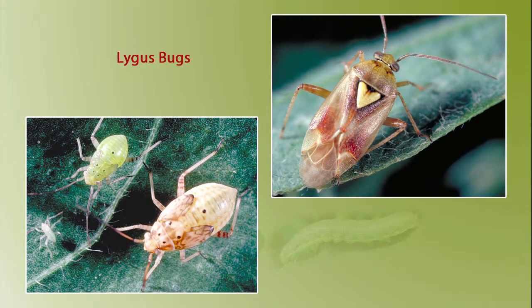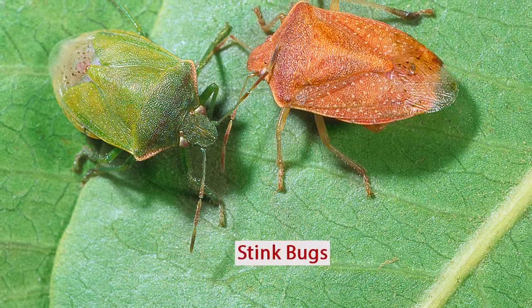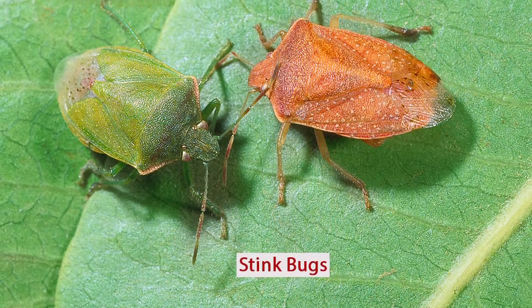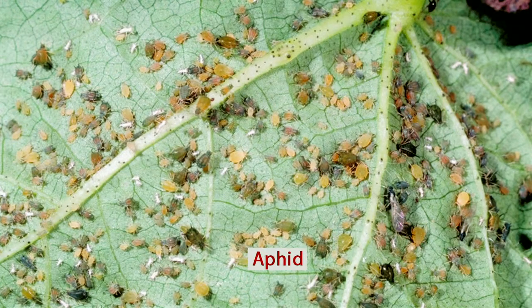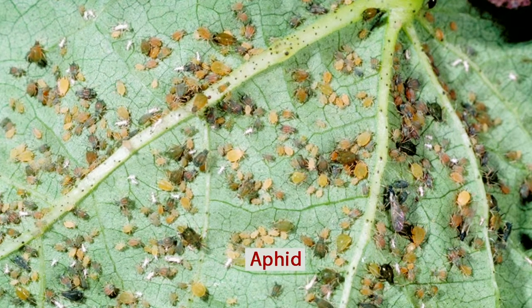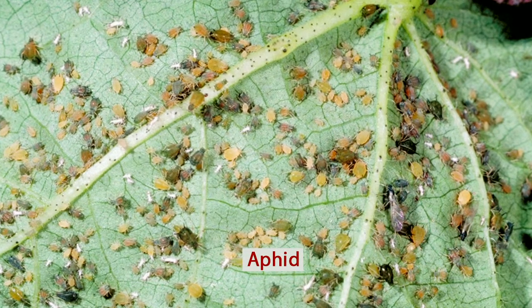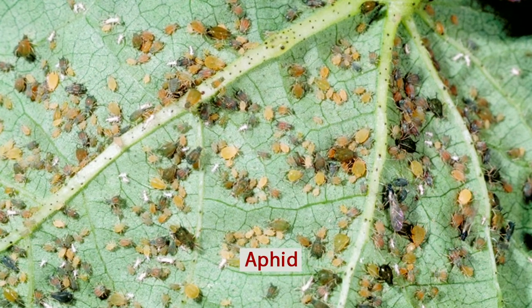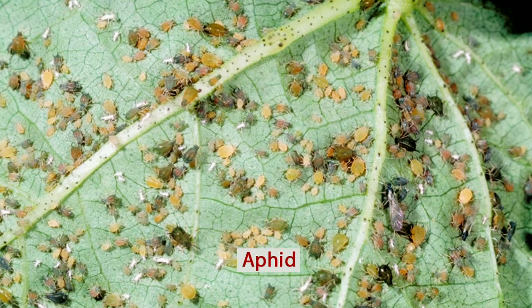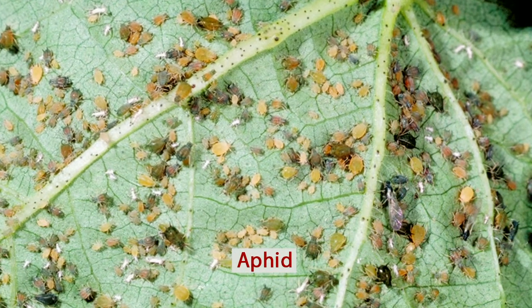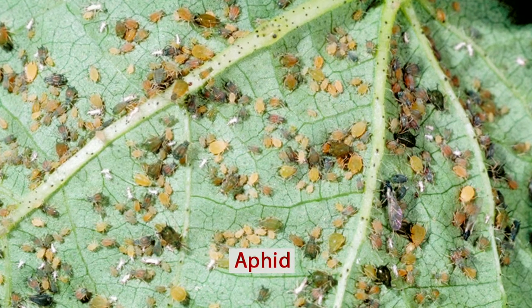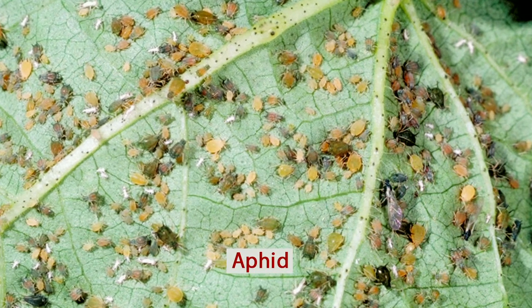Lygus bugs have a gold-colored diamond on their back and sometimes cause eggplant flowers to drop. Stink bugs can be either green or brown and are shield-shaped, maybe half an inch long. Another type of sucking insects are aphids, which come in many different colors. Aphids excrete honeydew onto plants or fruits, making them sticky, and sometimes a black sooty mold will grow on this honeydew. How to control these sucking insects?